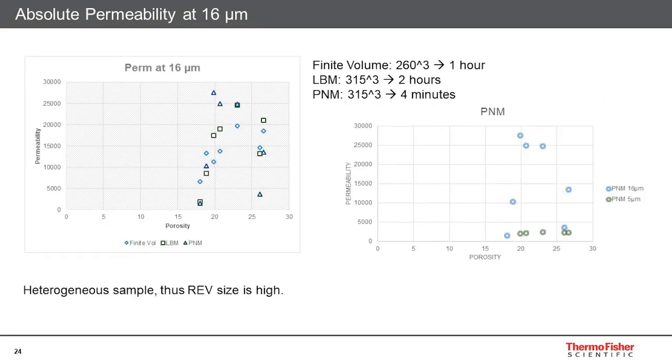This graph shows the porosity absolute permeability cross-plot results of the 16 micron plug. Lattice-Boltzmann and finite volume are close in terms of resulting values, whereas pore network model, due to the small volumes, contains discrepancies.